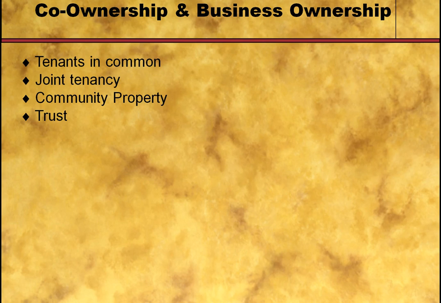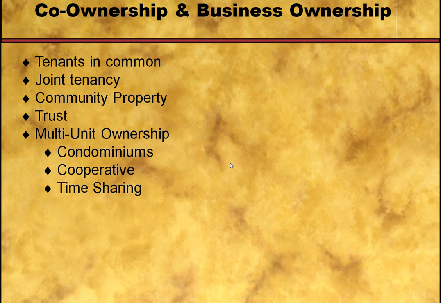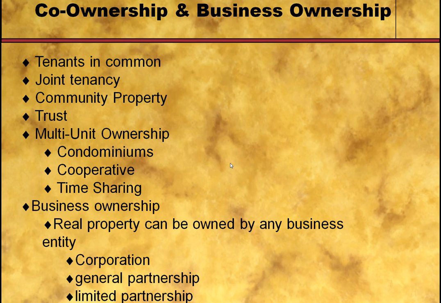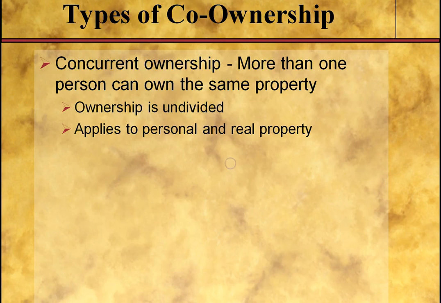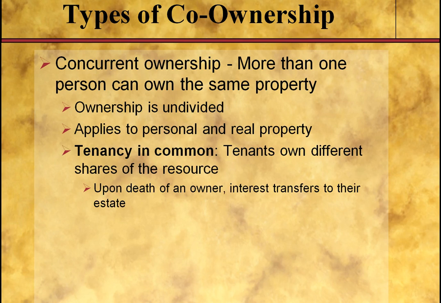Okay, co-ownership. We were talking about ownership by an individual, but there are situations where people can own property together. Tenants in common, joint tenancy, community property, trust. There's multi-unit ownerships, condos, cooperatives, time-sharing. Business ownership, real property can be owned by any business entity, corporations, general and limited partnerships, LLCs. So one of the most important types of co-ownership is concurrent ownership, where more than one person can own the same property. The ownership is undivided and applies to personal and real property. You can have co-ownership of a car. You can have co-ownership of a house.